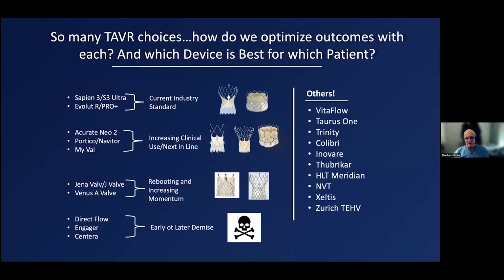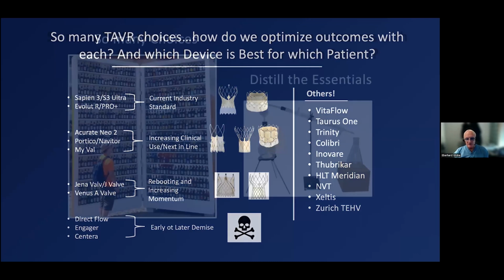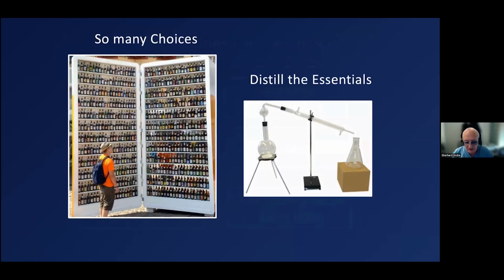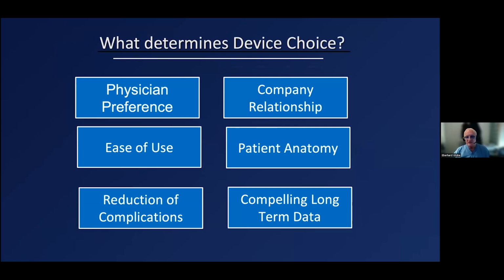We have many TAVR choices. So how do we optimize outcome with each, and which device is best for which patient? Let us distill the essentials. What determines device choice? Physician preference, company relationship, ease of use, patient anatomy, reduction of complication, and compelling long-term data.